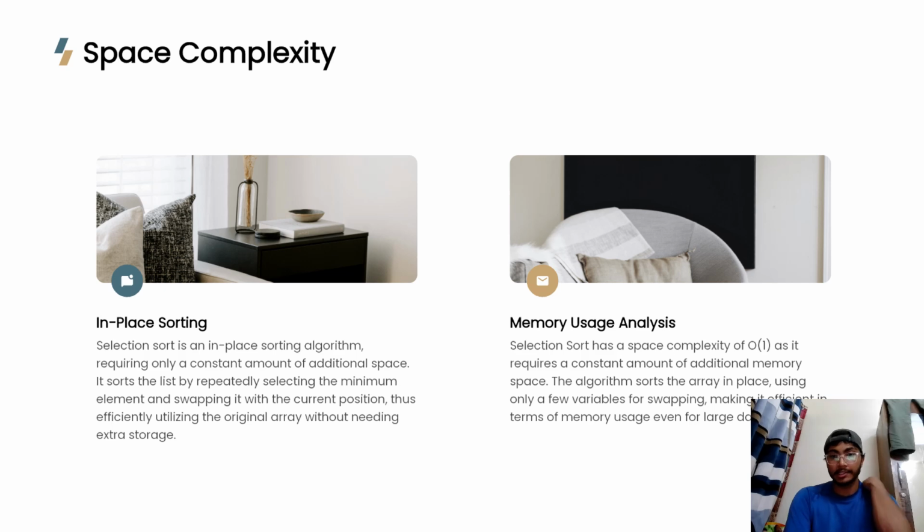Memory usage analysis. Selection sort has a space complexity of big O 1 as it requires a constant amount of additional memory space. The algorithm sorts the array in place using only a few variables for swapping, making it efficient in terms of memory usage even for large data sets.